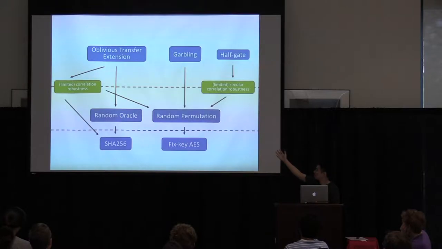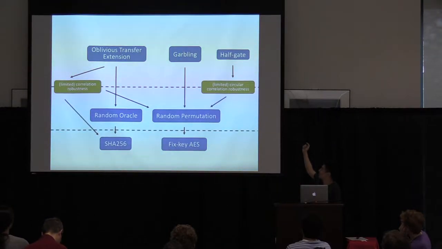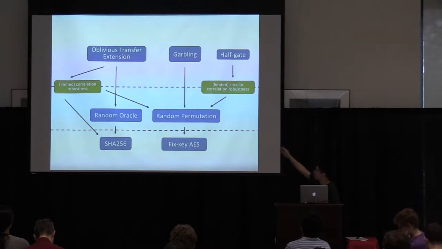And then in the implementation, there are a lot of implementations choosing to instantiate that hash function using a random permutation, or directly assuming that SHA is this kind of pseudo-random object. On the other hand, we also have, say, half gates, which actually proposed a limited circular correlation robust notion, and then show that this notion can be instantiated from a random permutation. So it turns out that this part is problematic in different kinds of ways.